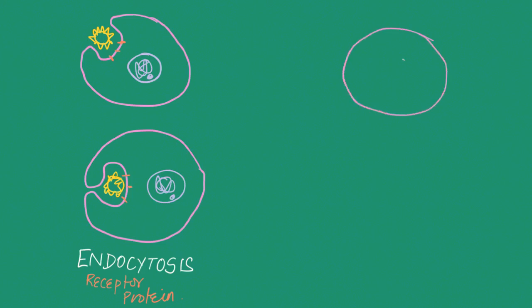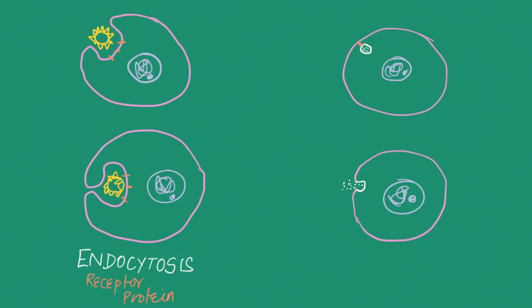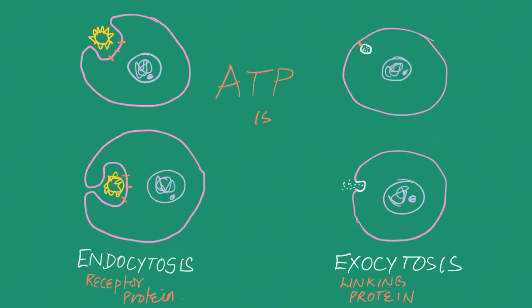The next process is exocytosis. Let's imagine that this cell is making antibodies, which are proteins, against that virus. So it puts the antibodies in a package called a vesicle and brings the vesicle to the cell membrane. At the cell membrane, there is a linking protein shown in red, and that helps to link the vesicle to the cell membrane and expel its contents. So in exocytosis, the membrane protein involved is a linking protein.